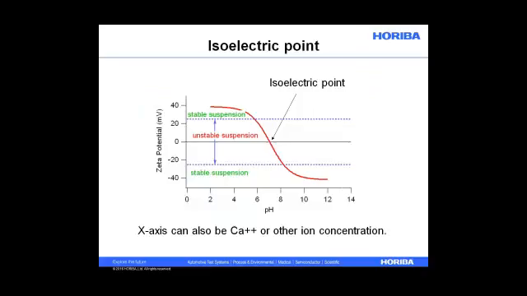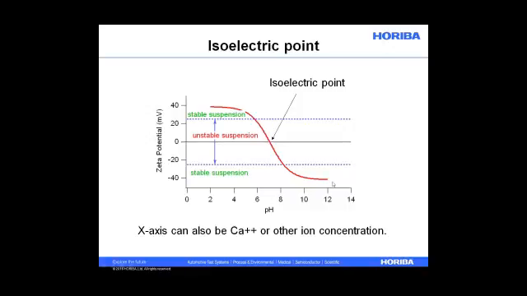So where does that happen? Well, this is a good time to introduce the concept of an isoelectric point, or IEP. On the left, I plot zeta potential, which is the surface charge. And on the bottom here, I plot pH, and I'll show some other plots where I'm going to use calcium or other ion concentrations. At low pHs, where I have lots of hydrogen cations, I'm going to have a positively charged particle. As I increase the pH, the particle charge will move to zero and eventually become negative.